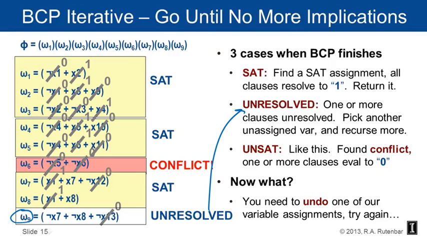But what was really the biggest problem here was clause omega 6 became unsatisfied. It was a conflict. We found a conflict. One or more of the clauses evaluate to 0. What do you have to do? You have to undo one of your decided variable assignments. You have to go way back up to the beginning of this process where you arbitrarily decided a variable value, and you have to undo that and try something different.